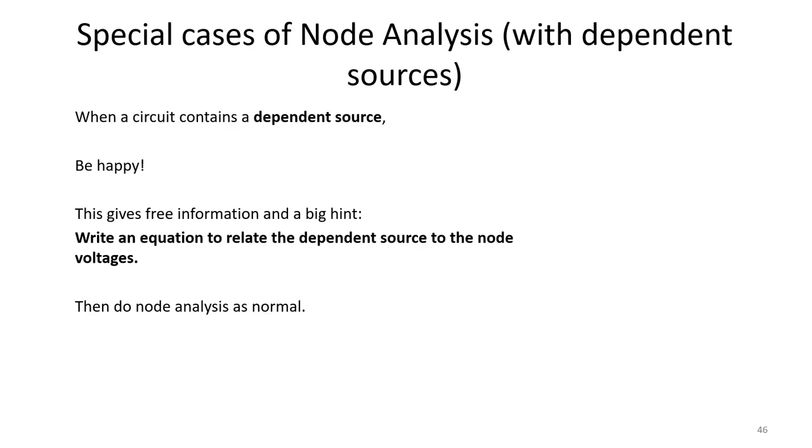One last point to cover about node analysis is node analysis with dependent sources. Once again, if you see a circuit with a dependent source, you should be happy, because it gives you free information. It gives you a hint that you need to relate the dependent source to the node voltages. Otherwise, you do node analysis like normal.